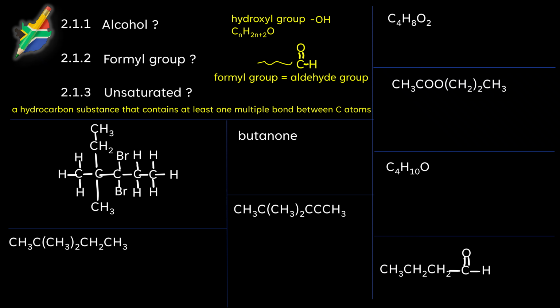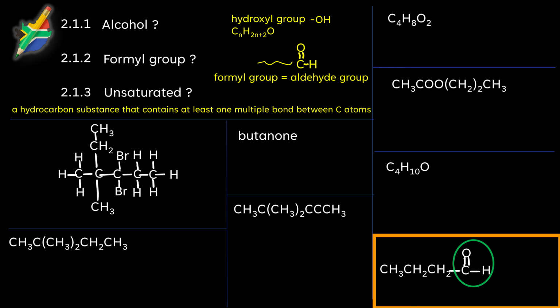Let's analyze each compound to find the alcohol, the formyl group, and the unsaturated molecule. If we analyze the structure for compound A, which is shown in full in the paper but slightly condensed here, we will notice it has this functional group at the end of the molecule. This is an aldehyde functional group or formyl group. So already we can deduce that compound A contains the formyl group.